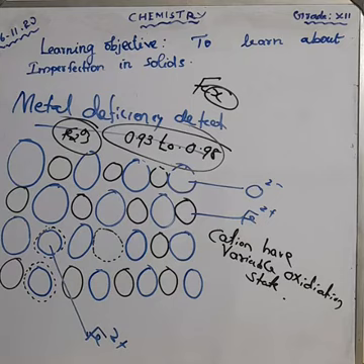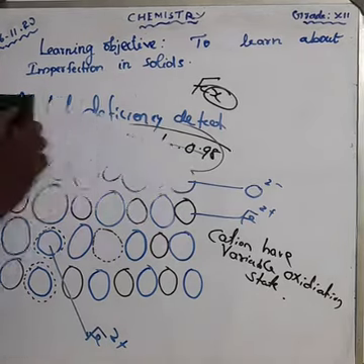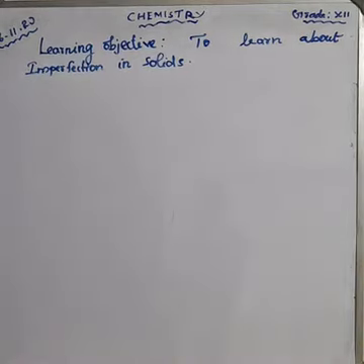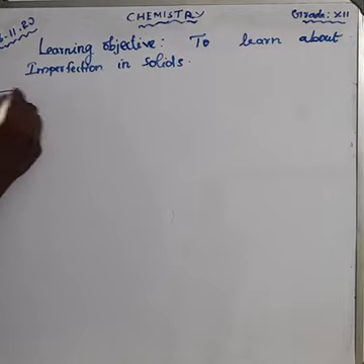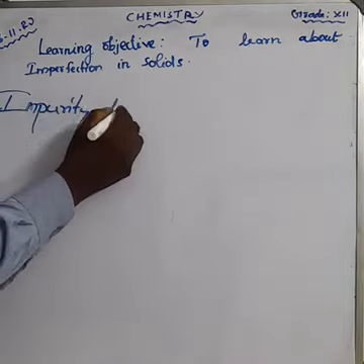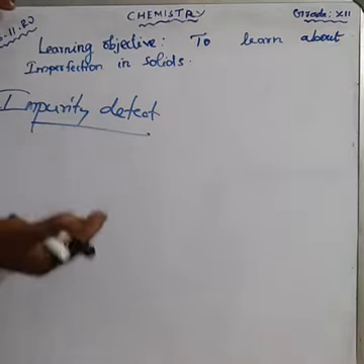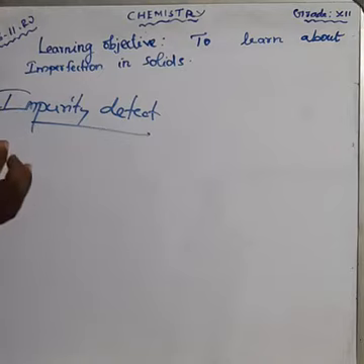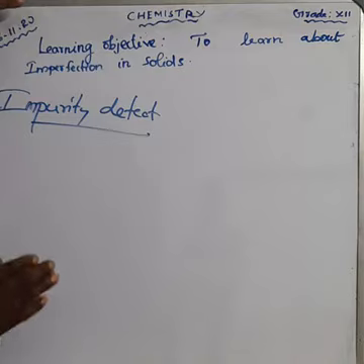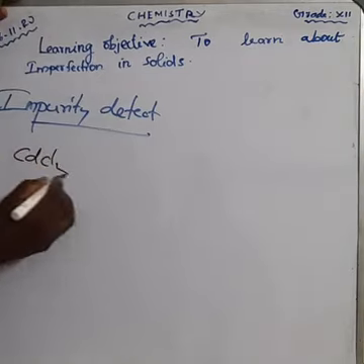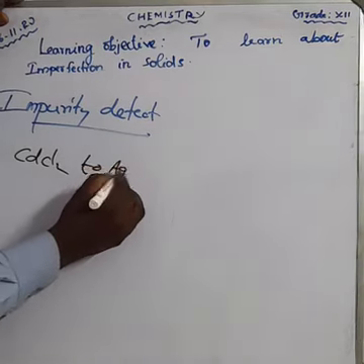Next, the last one is impurity defect. What is an impurity defect? Here, the impurity ions have a different valency state from that of the host, not the same valency state. Vacancies are created in the crystal lattice of the host. For example, cadmium chloride, CdCl2, added to silver chloride.